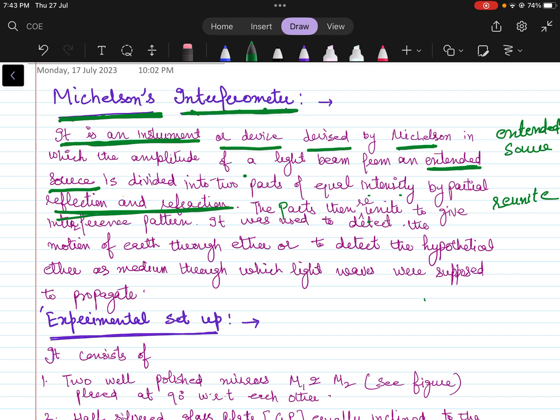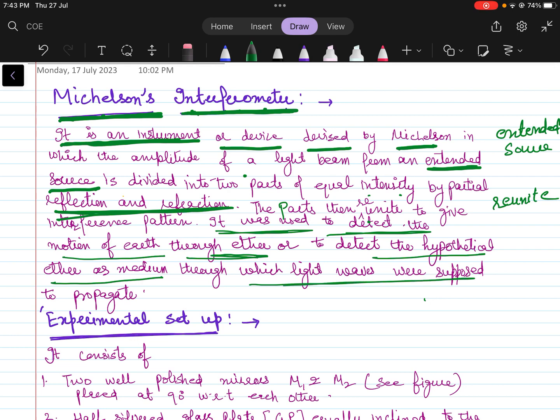What is its use? It was used to detect the motion of the earth through ether, the hypothetical medium through which light waves were supposed to propagate. So we can say that it is a device to exploit the interference of light for some useful scientific purposes.